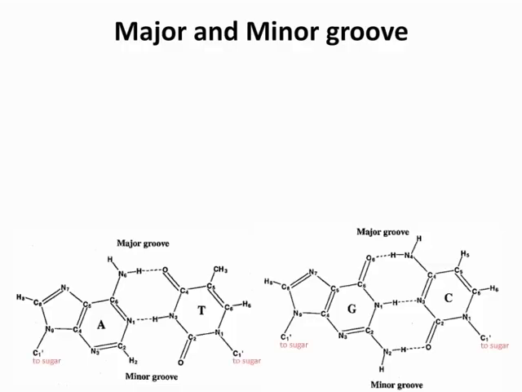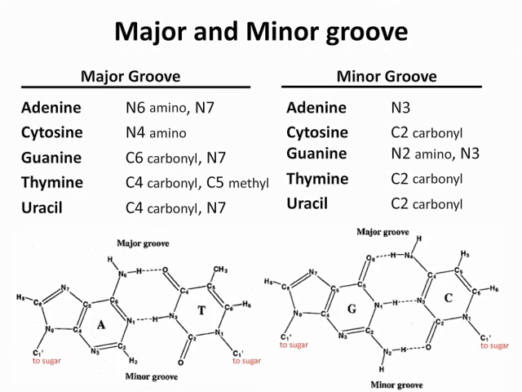So this is another new slide that we've never had. You may want to ask Dr. Schroeder what he wants you to know from this, but he might ask you, where can I find the major grooves, where can I find the minor grooves? So knowing adenine is N6 amino and N7, that's where it forms the major groove, or adenine N3 is what forms a minor groove. So just sort of go through these, but ask Dr. Schroeder because it is a lot to memorize.